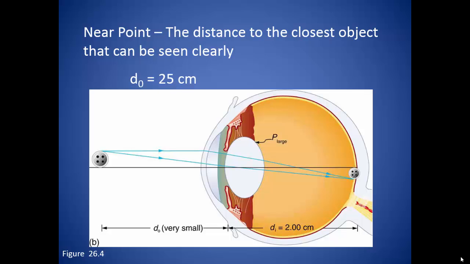Light reflects off of an object and travels to the eye. The light rays are refracted through the cornea and the lens, and then they are focused on the back of the retina at the focal point.